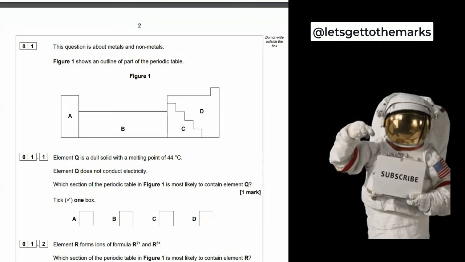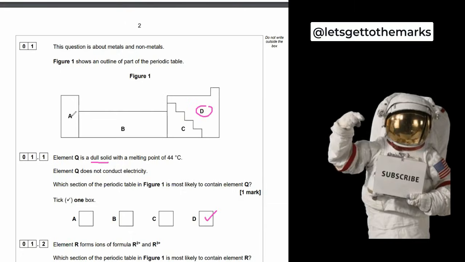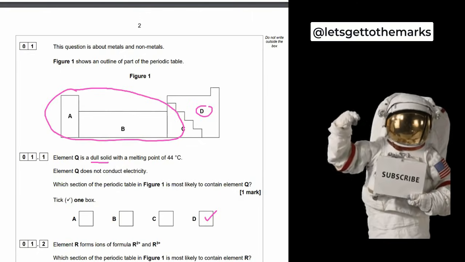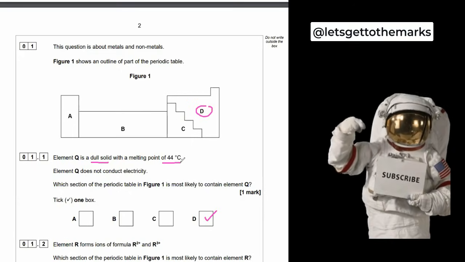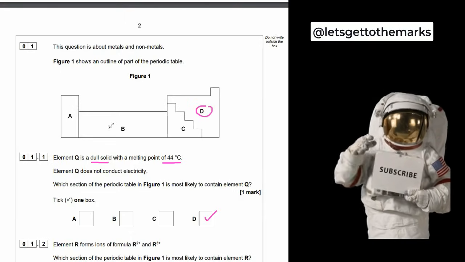Now, hopefully, you'd all go D here. Why D? Well, a couple of clues. It's a dull solid. So A, B, and C are metals. All of these here are metals, and they're all going to be shiny. It melts really easily, 44 degrees. I mean, it's barely a solid at room temperature, so it's got a low melting point. That strikes of a non-metal too. It does not conduct electricity. We know that A, B, and C will because they're all metals. All right, let's move on.